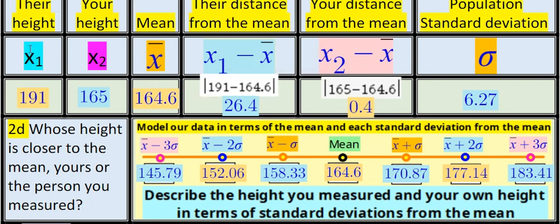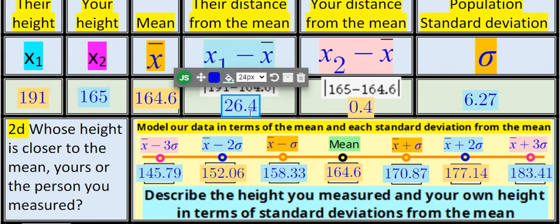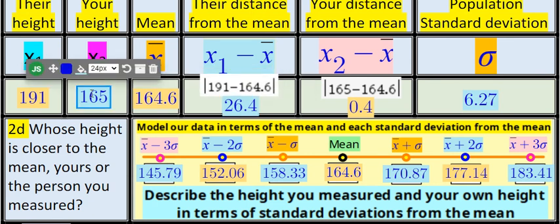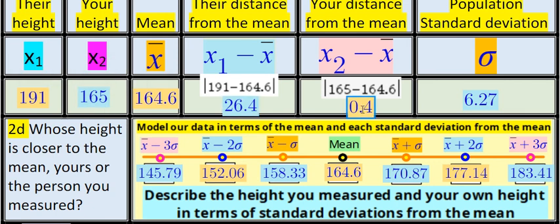The person that I used wasn't actually somebody in our class. This was another teacher who you may see in the building from time to time. And he was actually 191 centimeters. So he was 26.4 centimeters away from the mean. This is me at 165, and I'm only 0.4 centimeters away from the mean. So let's go ahead and put these two data points on our graph.